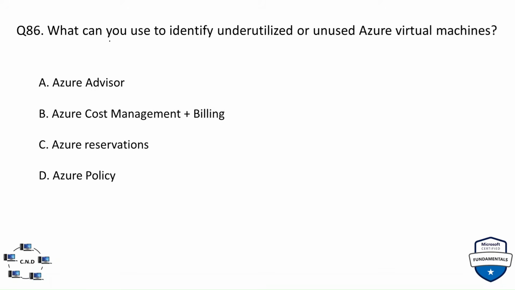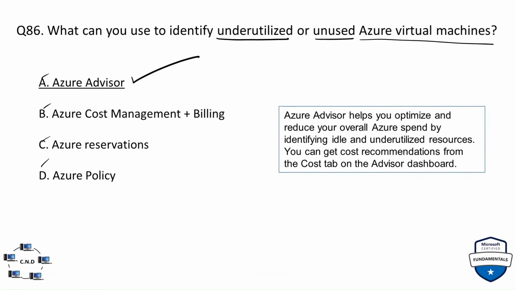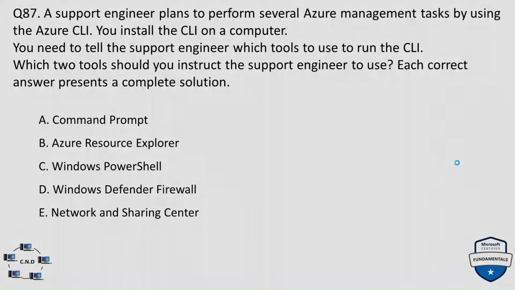Question number 86 is that what can you use to identify underutilized, keyword is underutilized or unused Azure virtual machines? The options are A, Azure Advisor, B, Azure Cost Management plus Billing, C, Azure Reservations, and D, Azure Policy. And the correct option is the Azure Advisor. Azure Advisor helps you optimize and reduce your overall Azure spending by identifying idle and underutilized resources. You can get cost recommendation from the cost tab on the Azure Advisor dashboard.